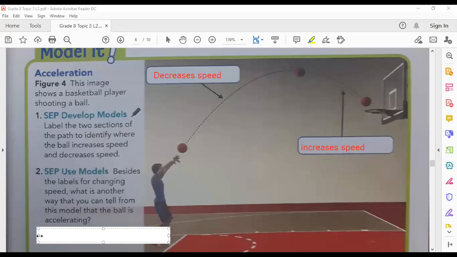Exactly, thank you. So the ball is accelerating not only because it is changing its speed, but also because it changed direction. Look how it changed direction, from up to down. The arced path shows that the ball is changing direction. Do you know what is the meaning of arc? This shape is called arc. The arced path shows that the ball is changing direction.